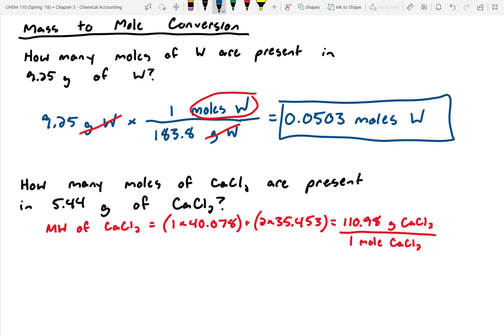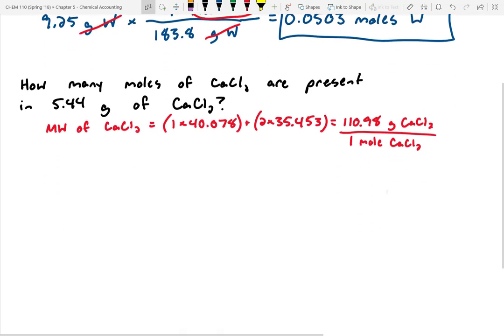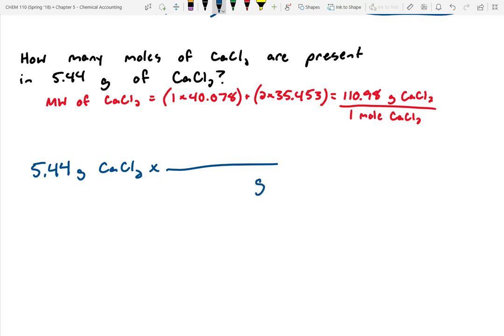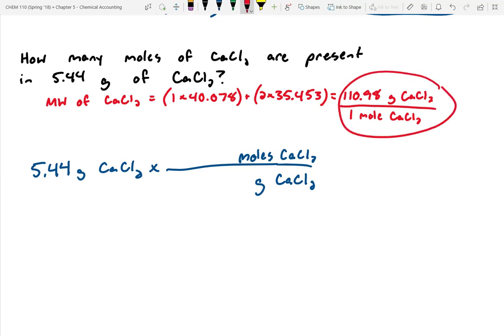And it is important to remember sig figs. Have 3 sig figs going in. That's the fewest number. That means our final answer should only have 3 sig figs. All right, more challenging one. So calcium chloride. So again, we start out with what we know. We know we have 5.44 grams of calcium chloride. We want to cancel out grams, so it goes on the bottom just like before. And we want moles of calcium chloride. And up here, we already figured out the molecular weight on the previous slide, or previous page. So it's 110.98 grams of calcium chloride per mole.